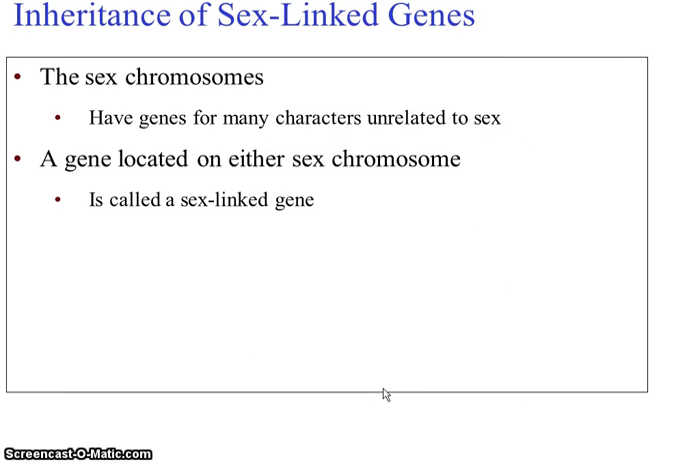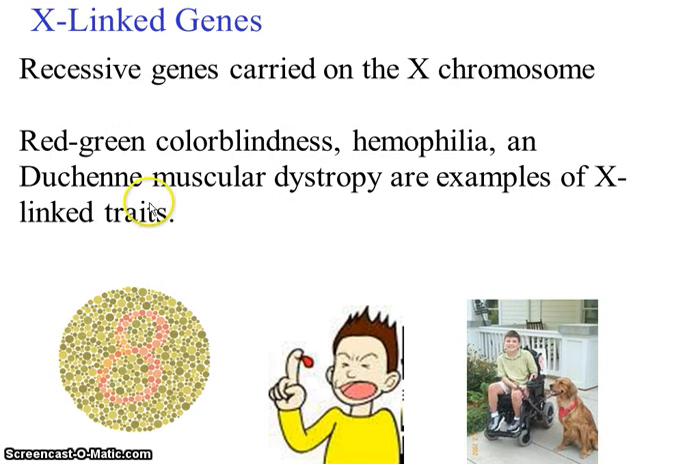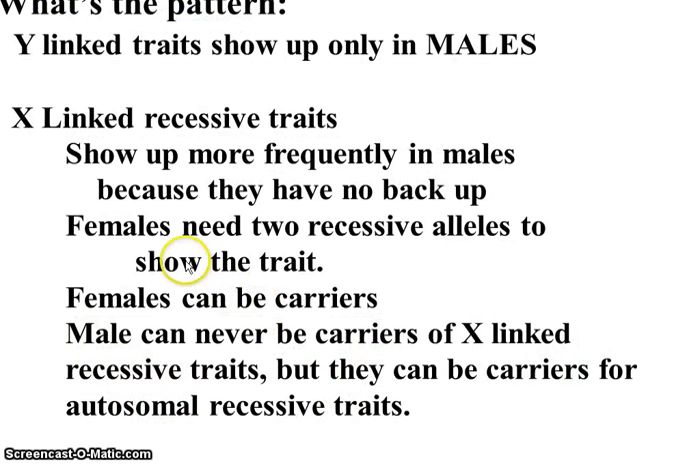And then with the sex chromosomes, many genes for characters are unrelated to the sex. The genes located on either sex chromosome, so if it's on either sex chromosome, it's called a sex-linked gene. And this goes back to our chapter, those recessive genes carried on the X chromosome. And here are some examples. Y-linked traits show up only in males.